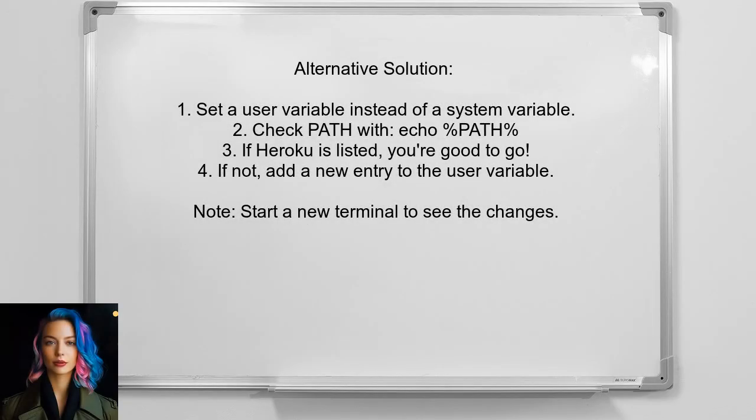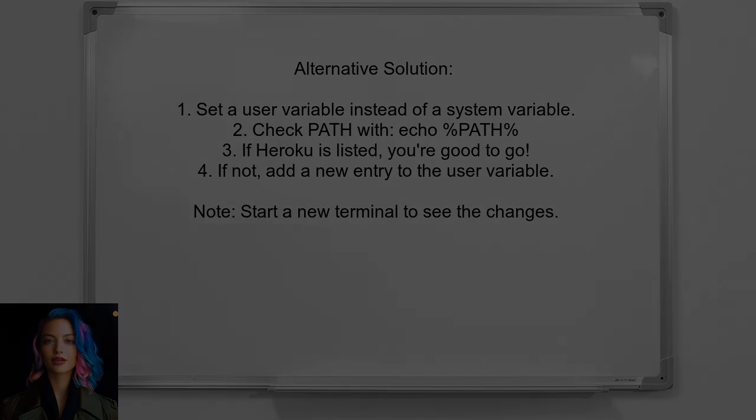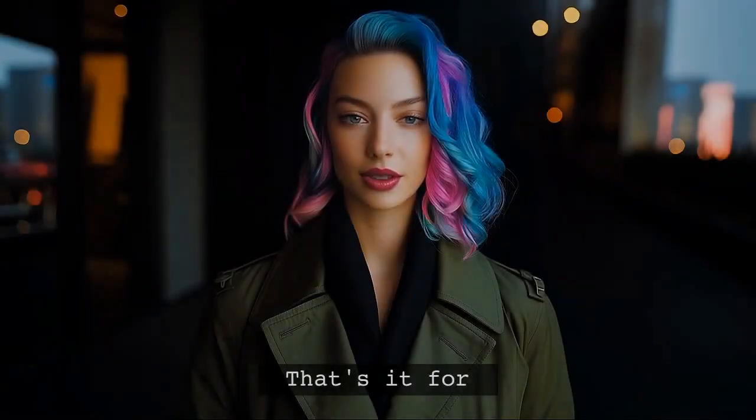An alternative solution from another user suggests setting a user variable instead of a system variable. After following the previous advice, you can check if Heroku is in your path by running echo %PATH%. If it appears, you're all set. If not, add a new entry to the user variable on the same screen. That's it for that response.